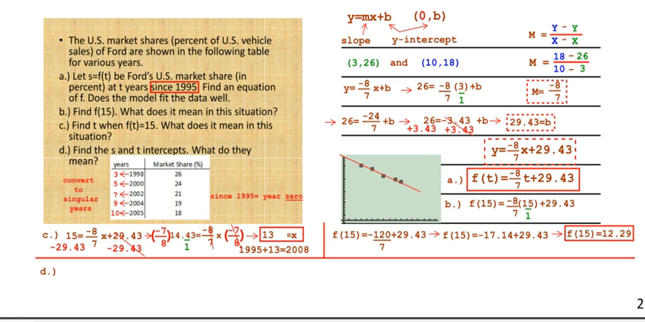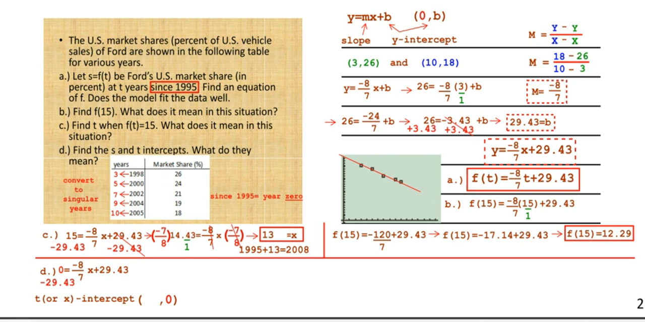D, find the S and T intercepts and what do they mean? So let's see. T-intercept, first of all, that means that we're looking for the x-intercept. In other words, T is the x representative. That means the y is 0. So our coordinate, blank, comma, 0. We're looking for the x value, or the t value, in other words, for this case. So in our equation, that means that y equals 0. So we're going to replace the f of t with 0. 0 equals, and everything else would be the same as what we found previously for our equation.